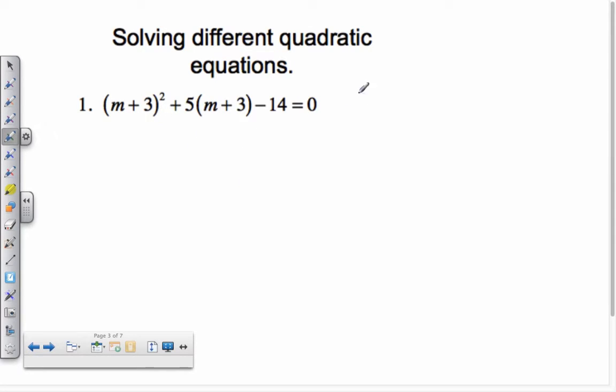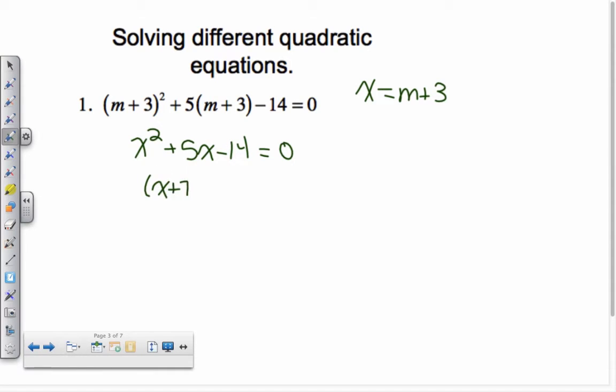I'm just going to let x equal m plus 3. And so you're going to plug in x for m plus 3, and you get something like this is equal to 0. Is that factorable? Are there factors of -14 that add up to be 7, positive 7 and -2? So this is x plus 7, x minus 2 is equal to 0. And so in this case, you get x equals -7 and x equals 2.